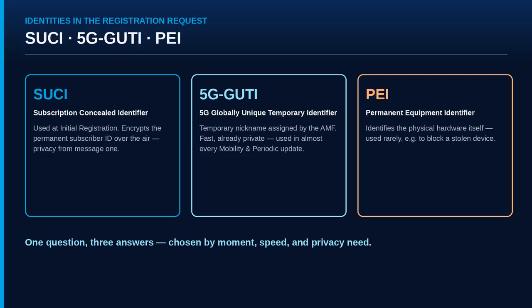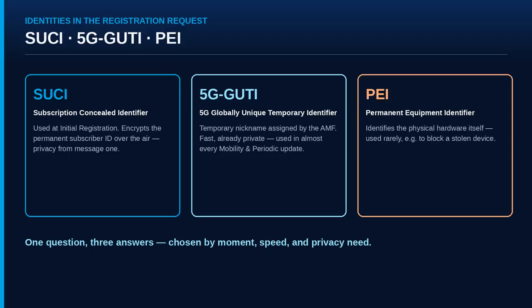And then there's a third option, used far more rarely, the PEI, the Permanent Equipment Identifier. This identifies the physical hardware itself, the handset, not the subscriber or SIM. It's the identity a network reaches for when it needs to recognize or block a specific device, say a phone reported stolen, regardless of whose SIM card gets put into it. 3 identities, 3 purposes. SUCI protects you at first contact, 5G GUTI keeps every later check-in fast and private, and PEI identifies the hardware when the hardware itself is what matters.